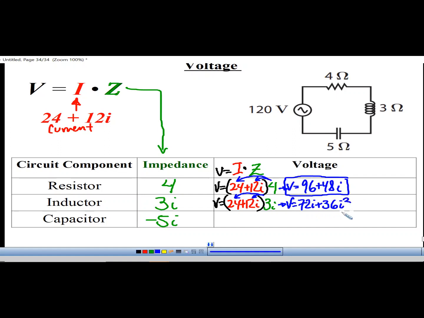However, what do we know whenever we see an I squared, guys? -1. Yeah, we substitute -1 in here. So let's start with that. That leaves us with our voltage. What is 36 times -1? That's -36. And we're left with the other one, which is positive 72I. That's the voltage going through the inductor. Now find me the voltage going through the capacitor yourself.